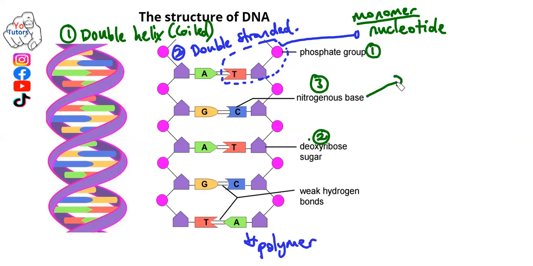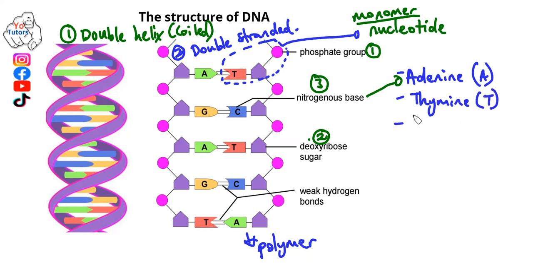On the nitrogenous bases, we have A, T, G, C. We have adenine, that's our A. Number two, we have thymine, which we refer to as T. Number three, we have guanine, which we refer to as G in the structure. Lastly is cytosine, which is referred to as C.